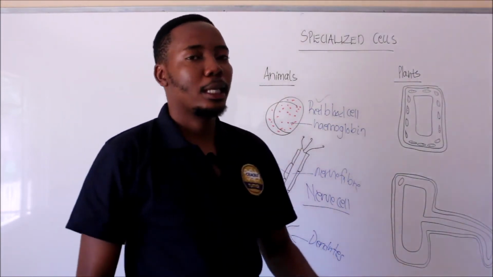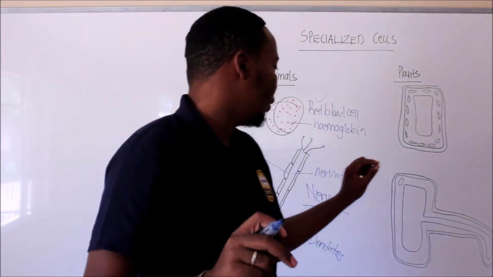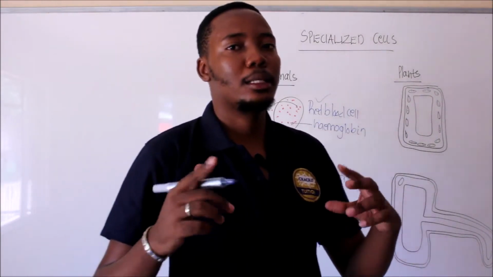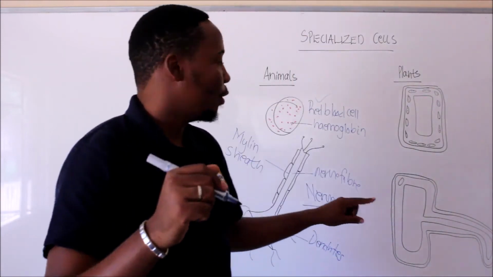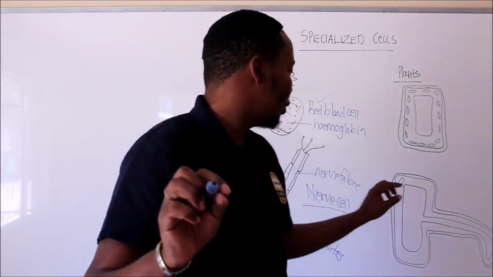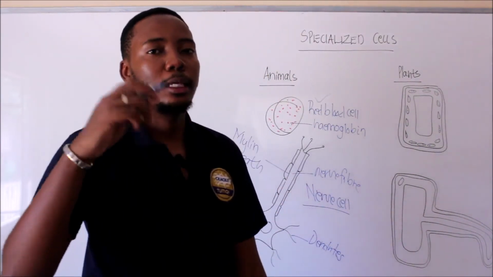And because now this cell has the myelin sheath around the nerve fiber, it means now we are going to have those impulses traveling at a faster rate. And then the other function of this myelin sheath is to prevent the loss of impulses out of this cell so that they go to their target area.